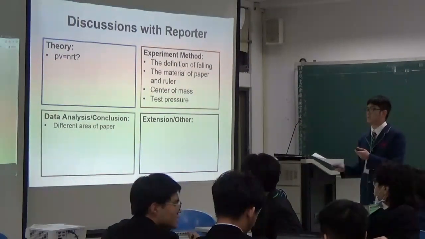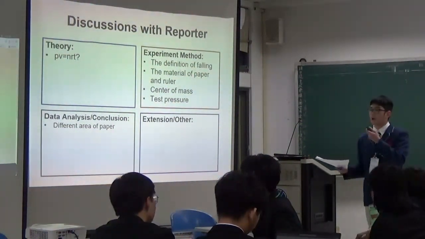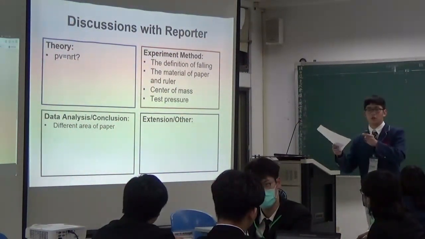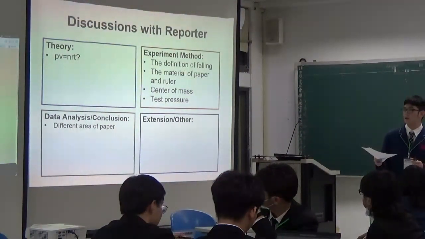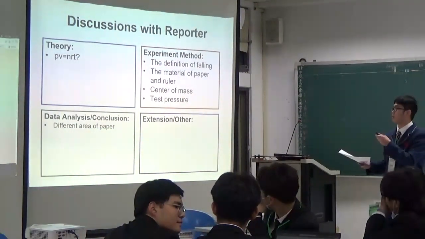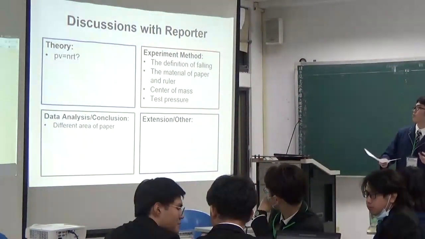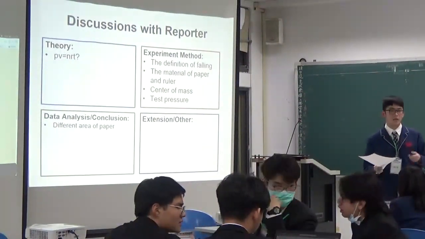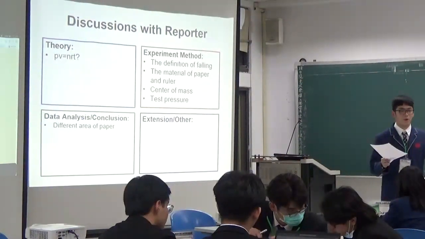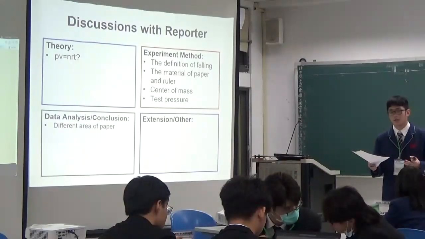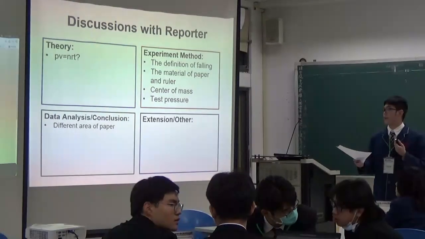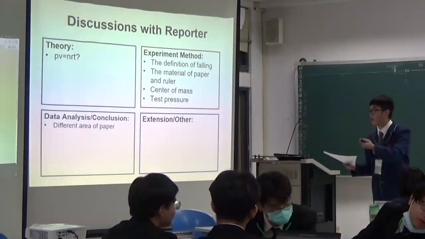First, for the theory, I will ask about the PV. How do they use the ideal gas equation? Because I don't think that the environment in which they did this experiment should fit the ideal gas situation. And next, for the experiment method, I would like to know what their definition of falling is. Because in some situations, when they release the ball, the ruler will be hit off the table immediately. But in some situations, the ruler will slide down from the edge of the table. So I would like to know how they define falling of the ruler.